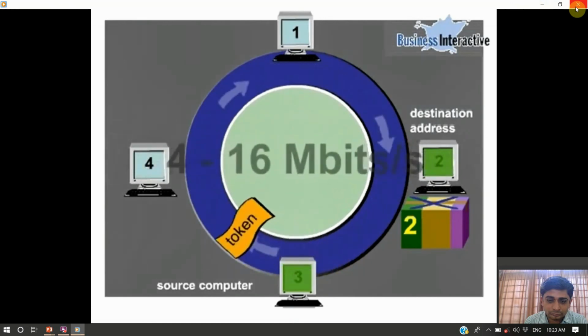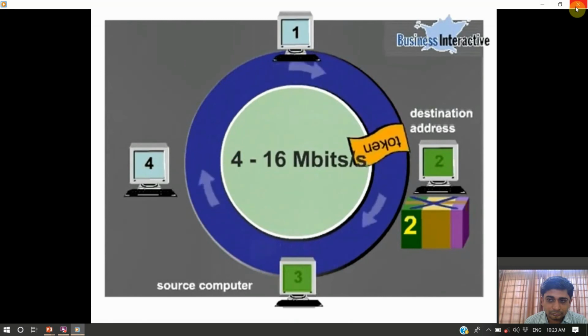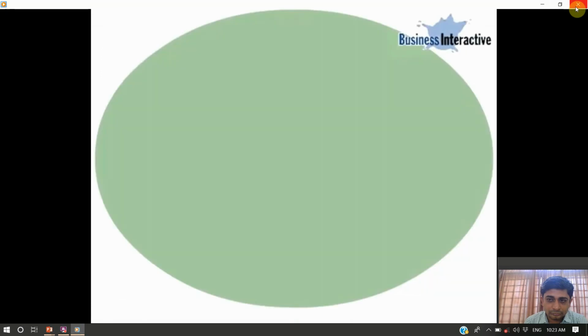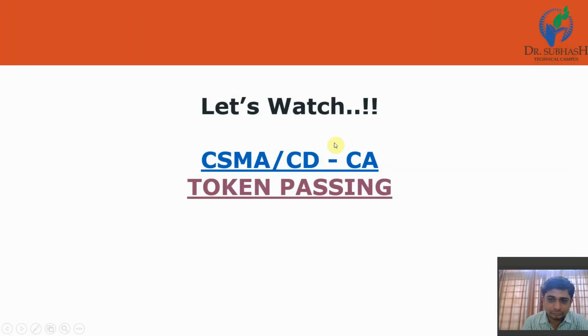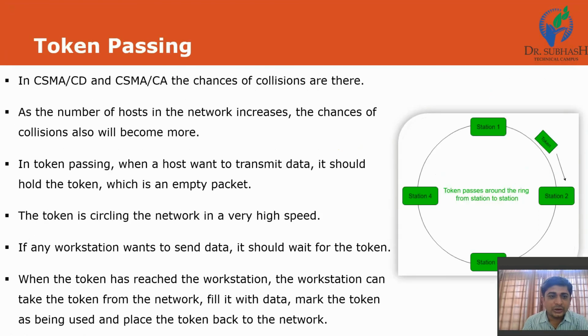Token ring networks typically operate at 4 or 16 megabits per second. Taking a closer look at the token ring frame format. Okay, that is the use of token ring: how the token will pass and how data will be filled up.